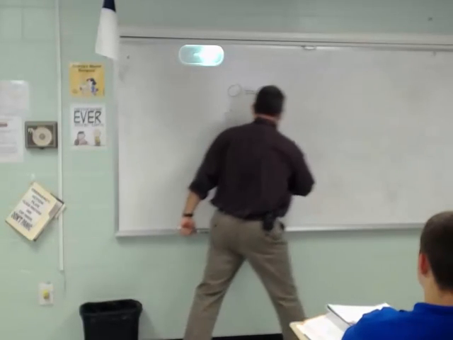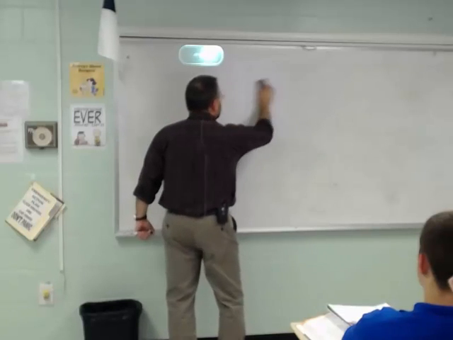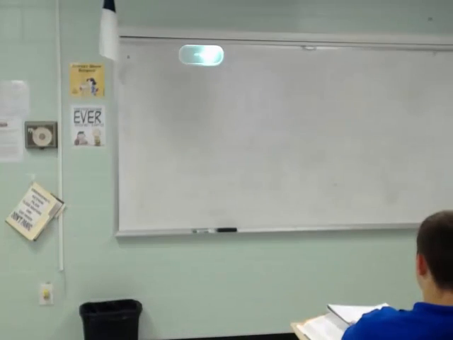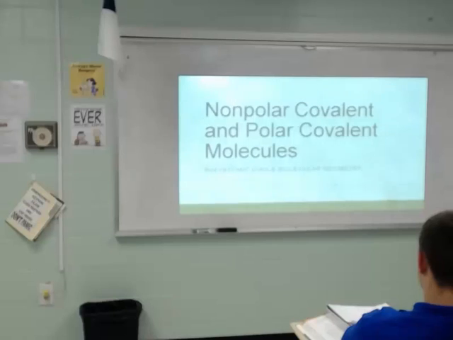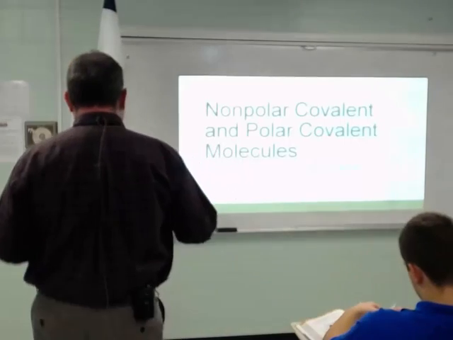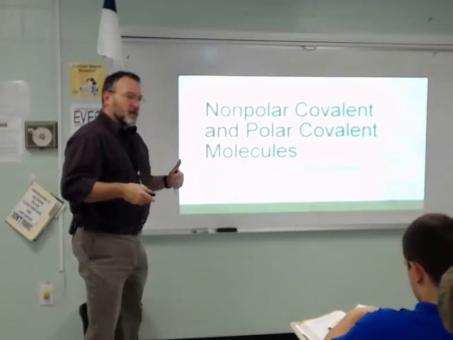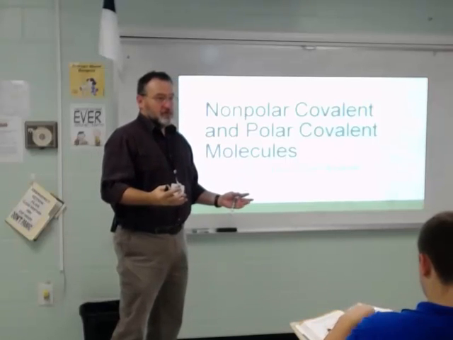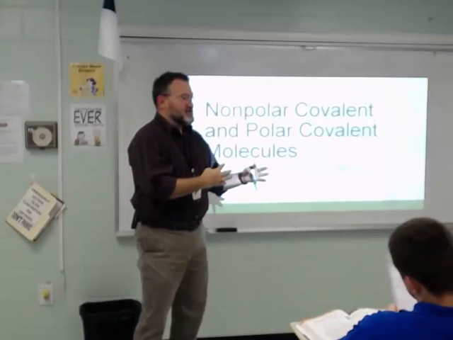And then we finished with a discussion on, now that we know what a polar or a nonpolar bond looks like, how do we determine what a polar or a nonpolar molecule looks like? A polar or nonpolar molecule is not the same as a polar or nonpolar bond. Now we're looking at the entire molecule, and the molecule is made up of atoms that are bonded with one another. So we're going to start assessing whether or not the molecule is polar or nonpolar based upon its bonds.